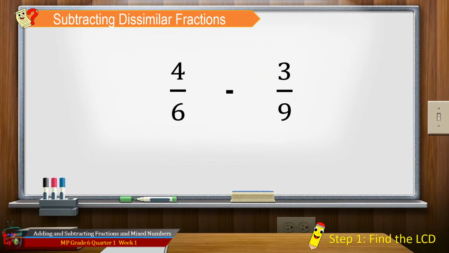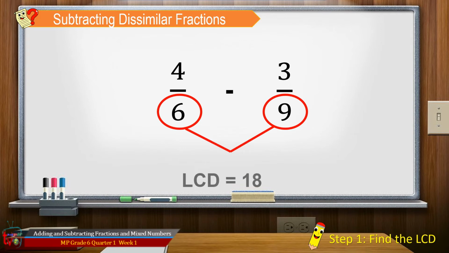Let us also try to subtract dissimilar fractions. Step 1 is to find the least common denominator by finding the least common multiple of 6 and 9. What is the least common multiple of 6 and 9? Yes, it is 18. Therefore, our least common denominator is 18.